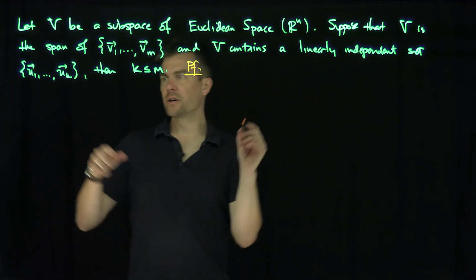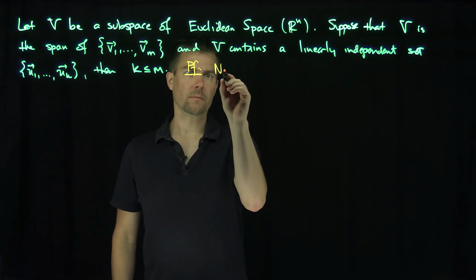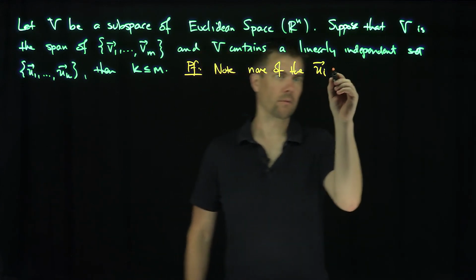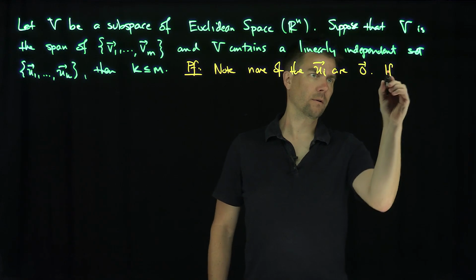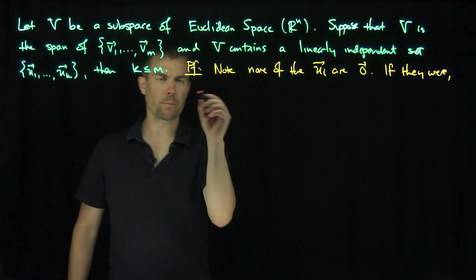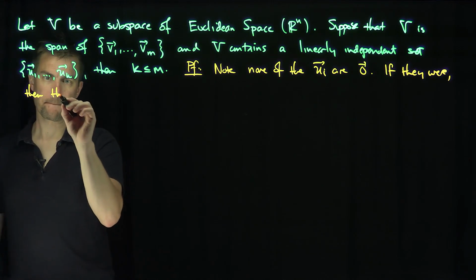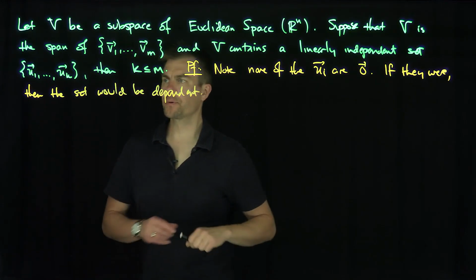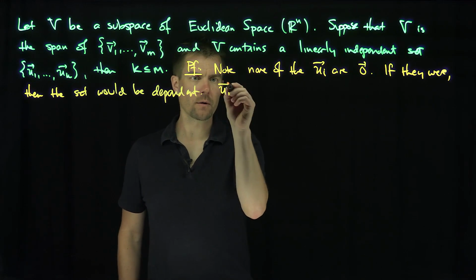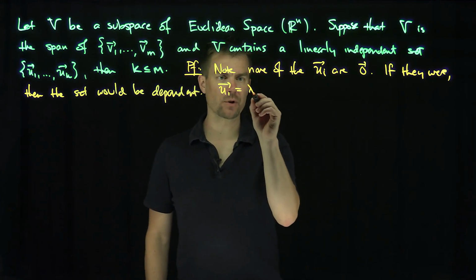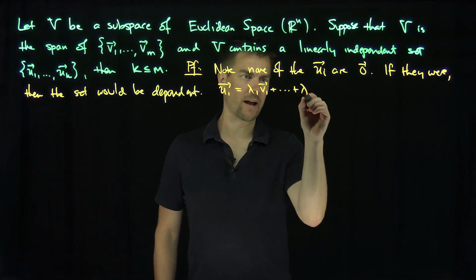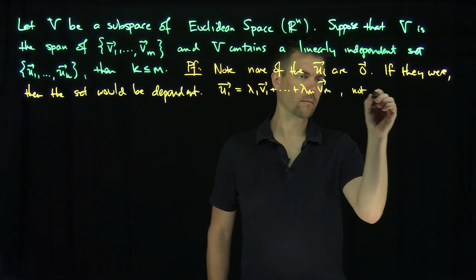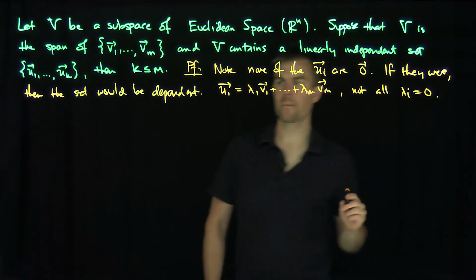Well, I know that to be linearly independent, this set cannot contain any zeros. So note, none of the ui are 0. If they were, then the set would be dependent. In particular, what that tells me is that u1 is equal to a linear combination of these vm, lambda 1 v1 plus all the way down to lambda m vm, where not all the lambdas are equal to 0, because u1 is not equal to 0.